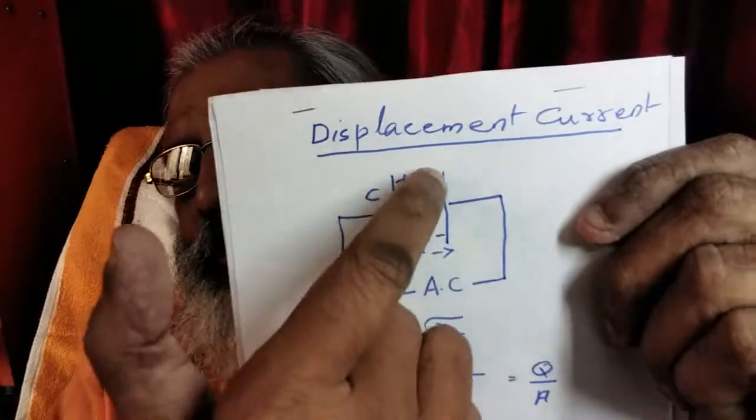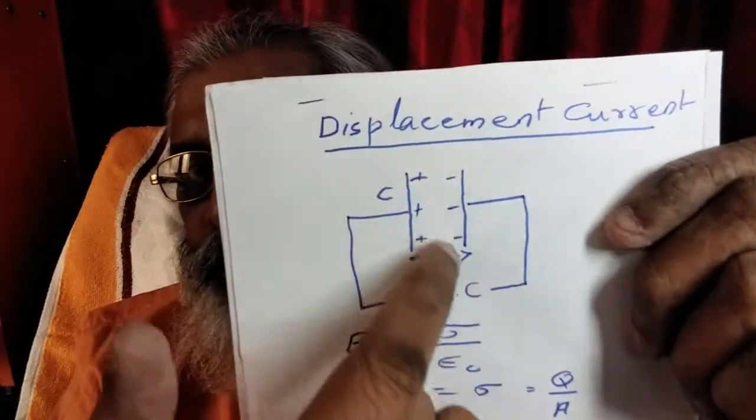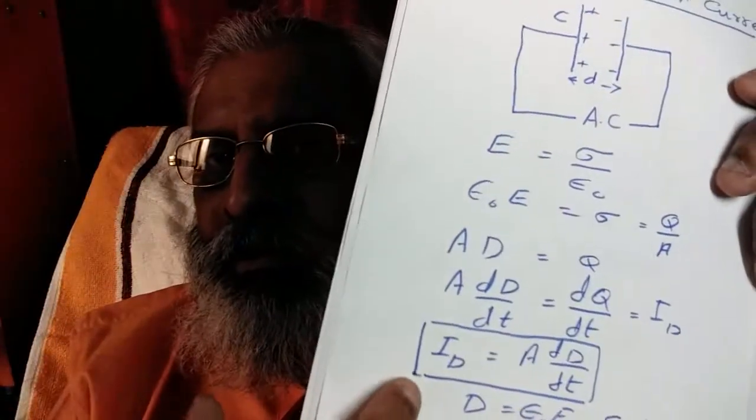Displacement current I_D can pass through even vacuum. So here, even if the space between the plates is vacuum, this current exists. So displacement current is a special type of current predicted by Clerk Maxwell. And this displacement current is of utmost importance while forming electromagnetic waves.